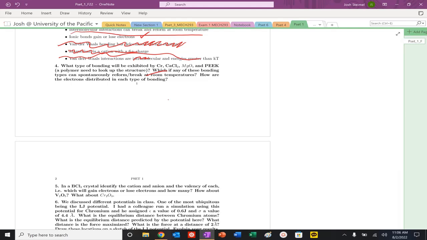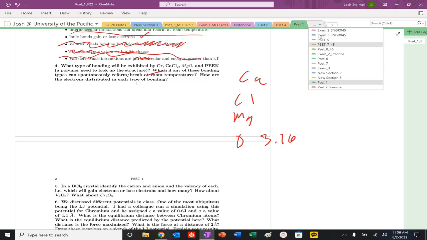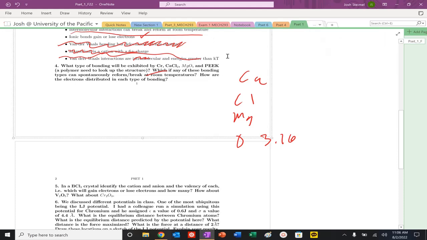CaCl2. Uh-oh, how are we going to do this? Actually CaCl2 and MgO. So I need Ca, I need Cl, I need Mg, O, I think is 3.16. But let's look at electronegativity. So to do that, I'm going to have to find my handy periodic table. Do I not have it up here? All right.